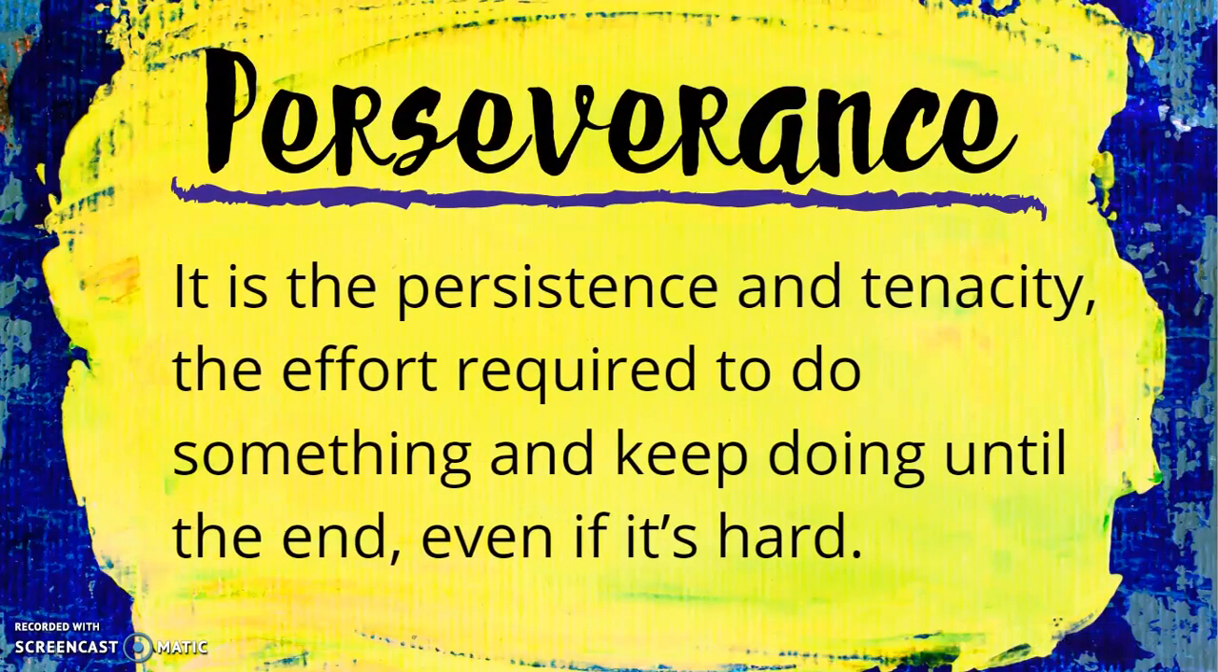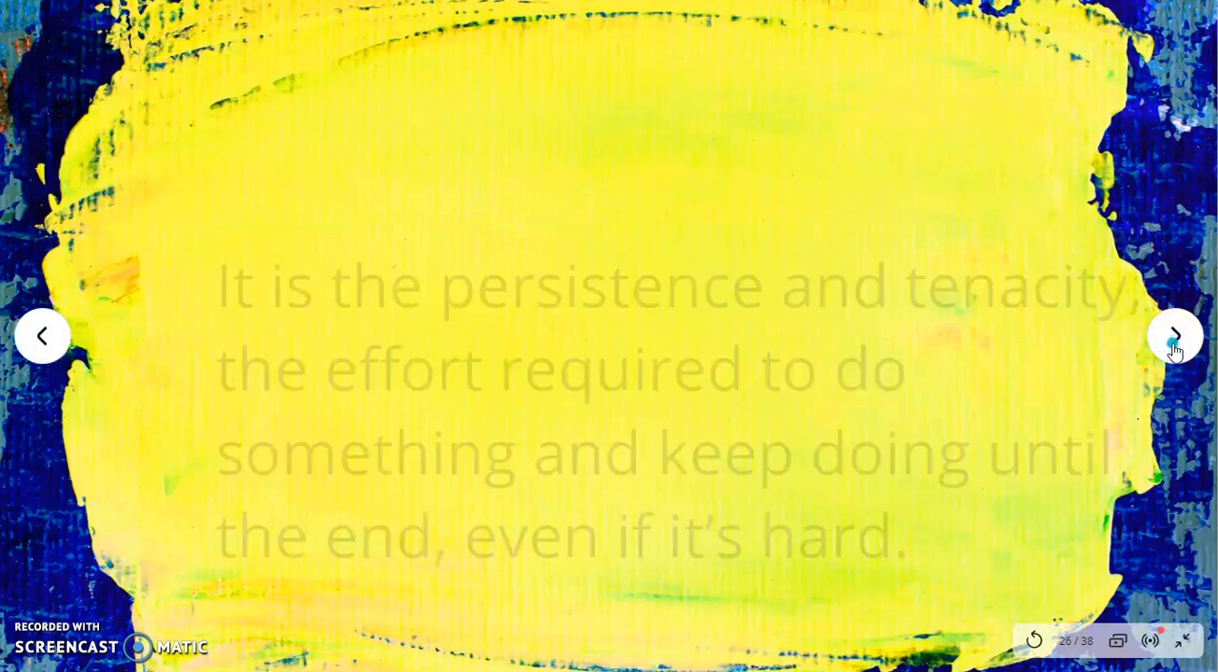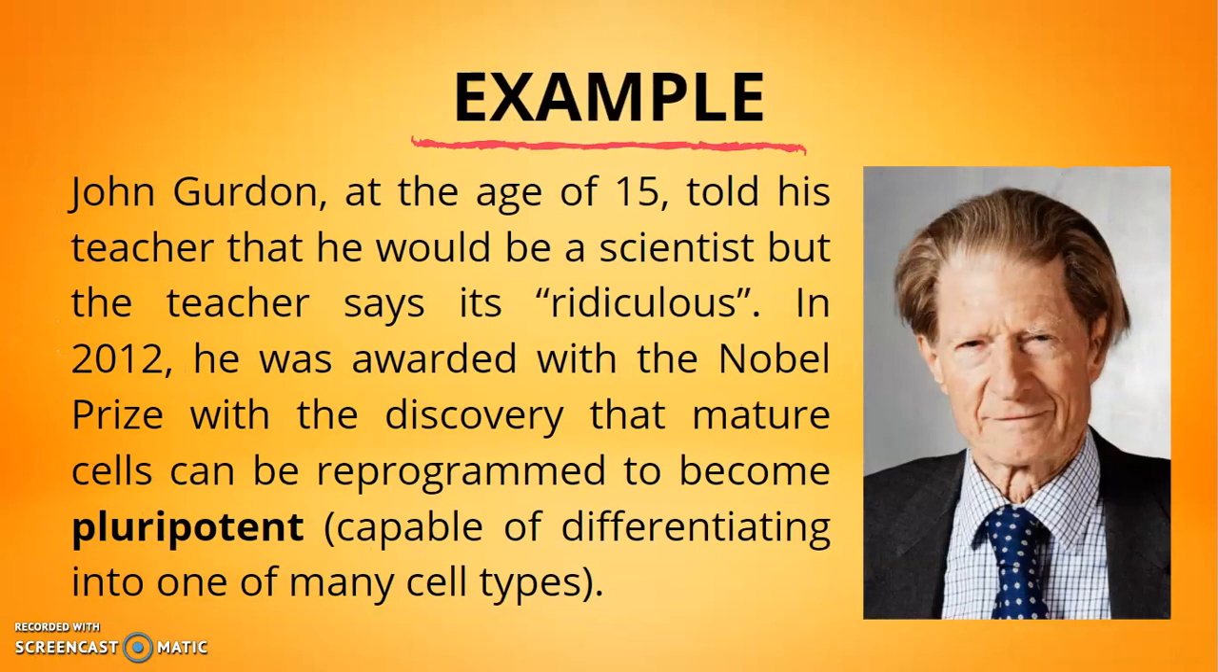Next is perseverance. It is the persistence and the tenacity, the effort required to do something and keep doing it until the end. If it is hard, simply not giving up. The example of this one is John Gurdon. At the age of 15, he told his teacher that he would be a scientist, but the teacher said it was ridiculous. In 2012, he was awarded the Nobel Prize for the discovery that mature cells can be reprogrammed to become pluripotent. Pluripotent means it has the capability of differentiating into one of the many cell types. And he was able to say that if experiments or other things do not succeed at once, don't give up.